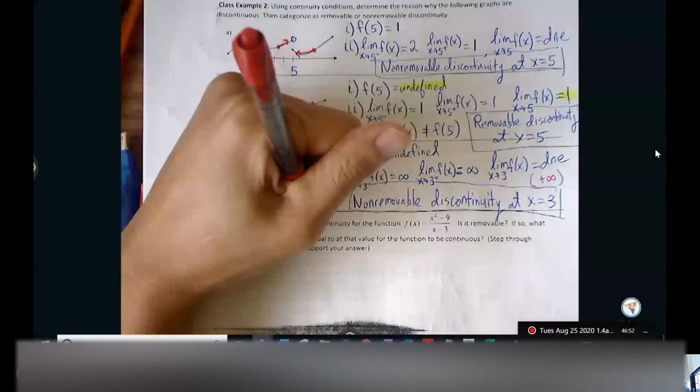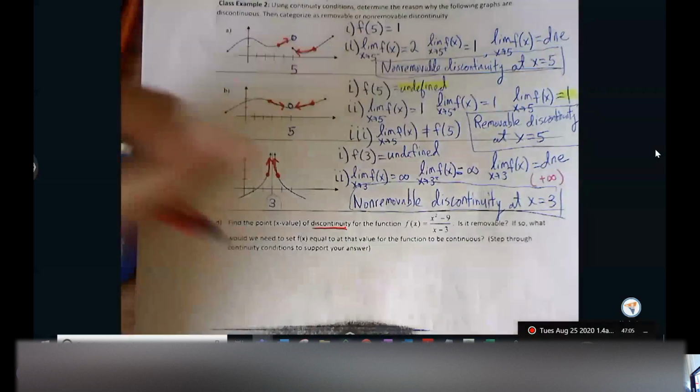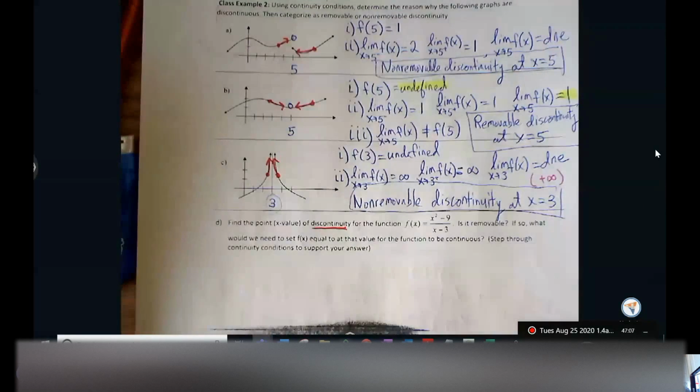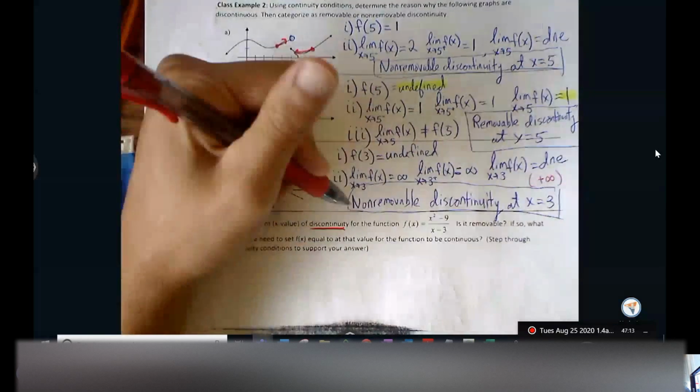So it says, find the value of discontinuity for our function. Is it removable? If so, what will we need to do to set f of x equal for it to be continuous? And we're going to step through continuity conditions to support our answer. Now, we don't have the graph in front of us, but we have the function expression.